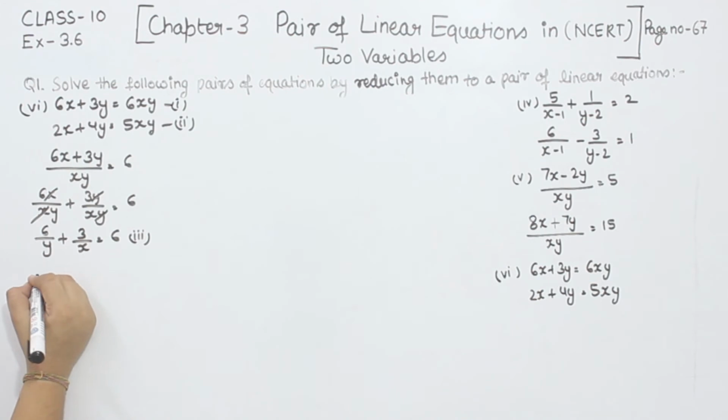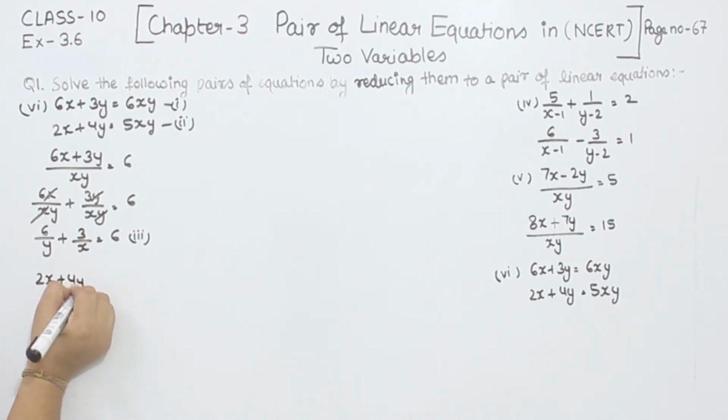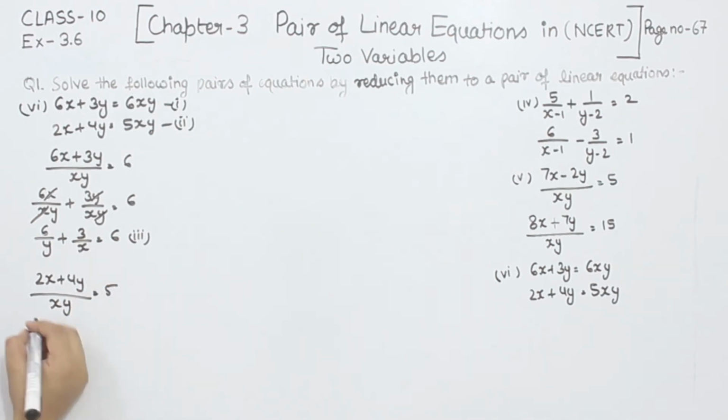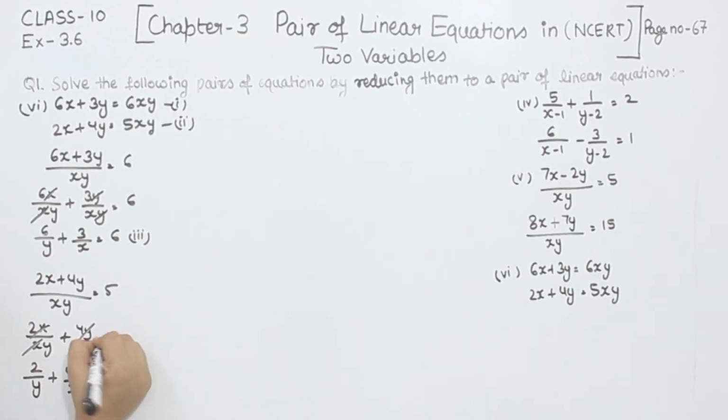Now comes to this one. This one we are having is 2x plus 4y. We are going to transpose this xy from right hand side to the left hand side. Now we are having 2x by xy plus 4y by xy. Now y is cancelled from y, x is cancelled from x. So this one we are having is 2 by y plus 4 by x, and this one we are having as equal to 5. This one we are having is equation number 4.